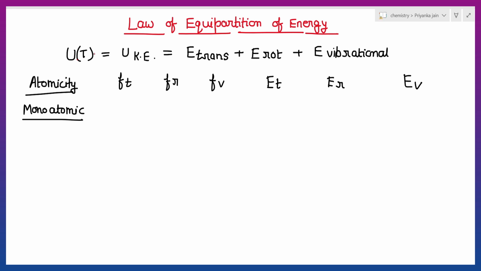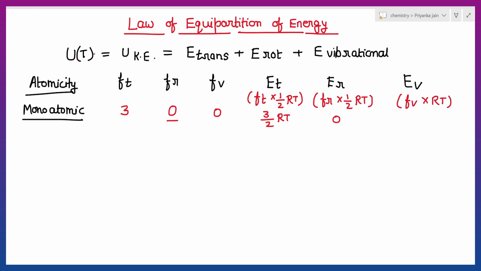Suppose we are taking monoatomic molecules. In monoatomic molecules, the translational degrees of freedom will be equal to 3, rotational degrees of freedom will be equal to 0, and vibrational degrees of freedom will be equal to 0. Now see, the translational energy is given by Ft into 1 by 2 RT, so its value comes 3 by 2 RT. Similarly, the rotational energy is given by Fr into half RT, so its value comes 0, because here the rotational degrees of freedom are 0. Similarly, vibrational energy is given by Fv into RT, so this value again comes 0.